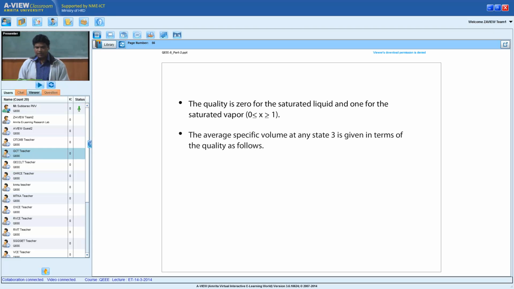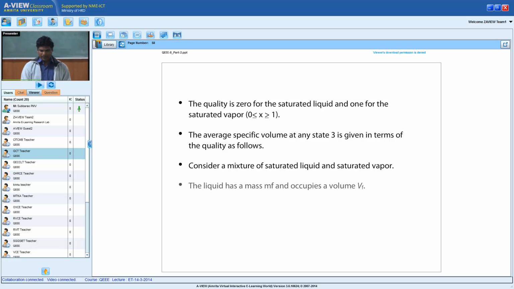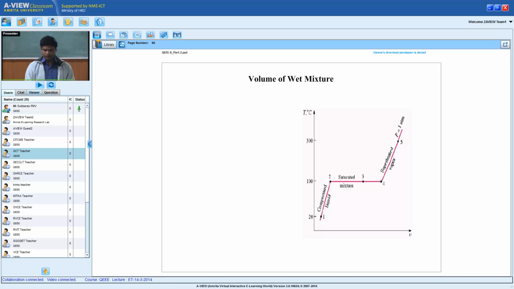The average specific volume at any given point 3 is given in terms of quality. Suppose I want to know the volume at this particular point. An easy way of doing this is to consider a mixture of saturated liquid and vapor. The liquid has a mass of mf and occupies a volume of vf, and the vapor has a mass of mg and occupies a volume of vg. So how do I calculate the volume of the wet mixture? What do I have?